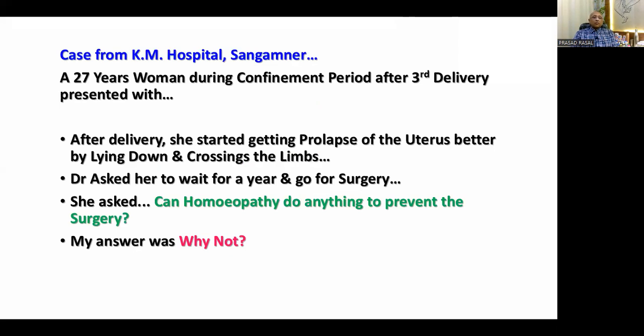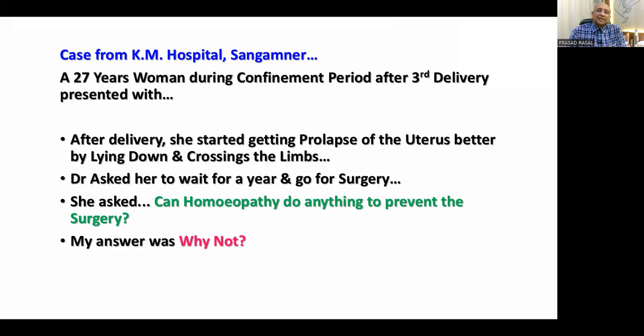This is again from our hospital. A 27 years woman during the confinement period after her third delivery presented with prolapse of uterus, better by lying down and crossing the limbs. The doctor asked her to wait for a year and go for surgery because she already had 3 children. She asked, can homeopathy do anything to prevent the surgery because my age is very less? I don't want to go for removing my uterus. My answer was, why not?